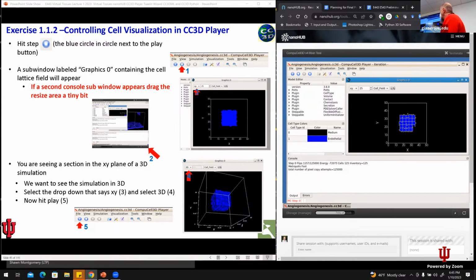So does everybody have something that looks more or less like this at this point? If people don't, please don't be shy about asking.